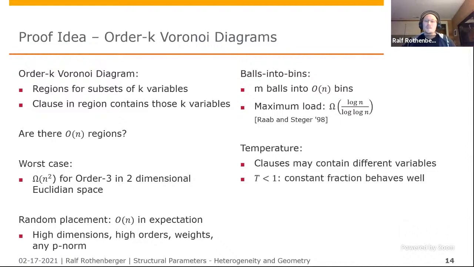But for temperature smaller than 1, we can actually show that there's a constant fraction of clauses that behaves well. So if the clause lands in a region, it contains exactly k variables from that region and no variable that's further away. And then our argument with balls in the bins still goes through. So this is essentially the idea of the proof.